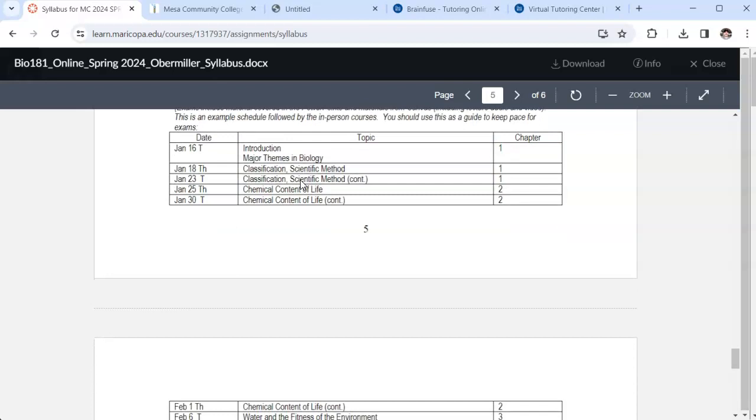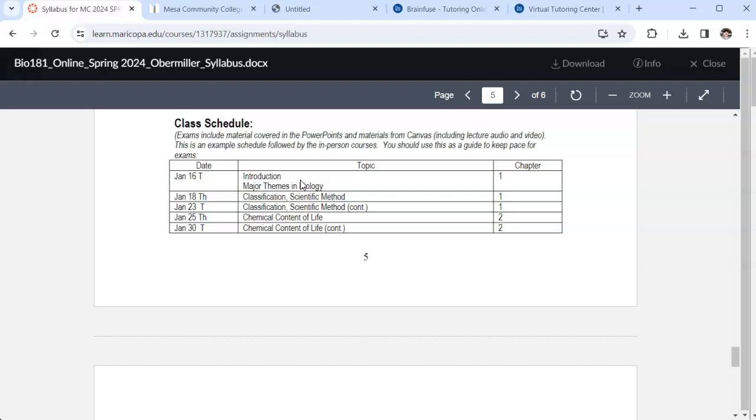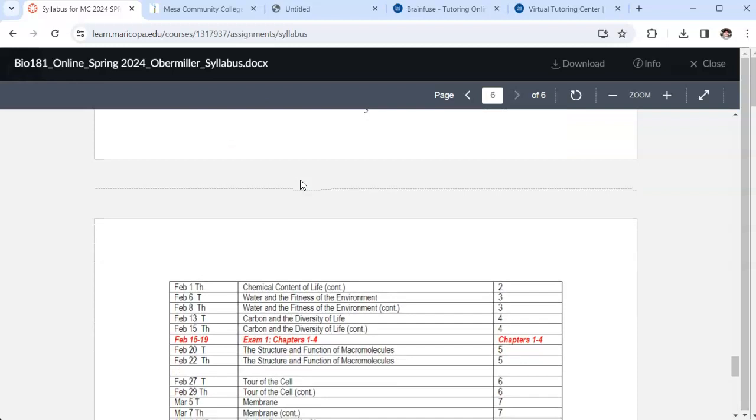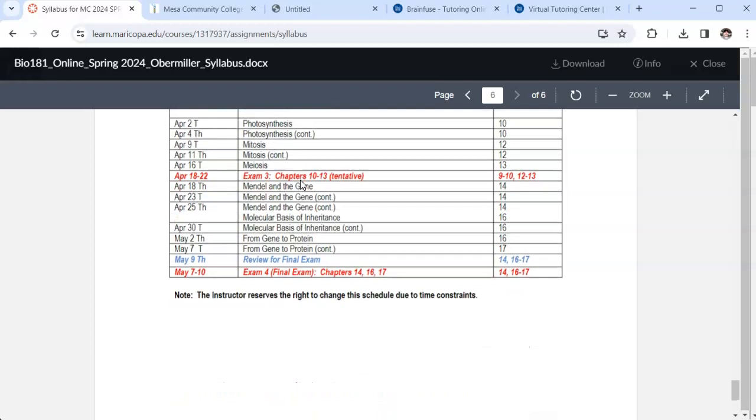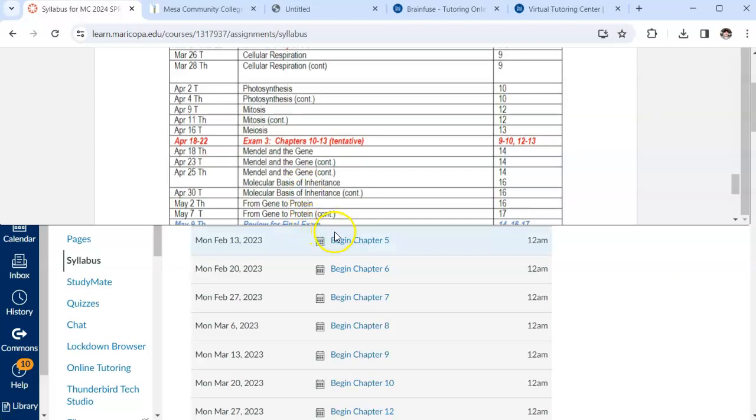And then here's the schedule. I'm teaching in person on Tuesday, Thursday this semester, and this is the schedule I'm going to be following. So just make sure that you keep up. If you fall behind, you're probably going to end up in some serious problems here. Now I know life happens, and so I've edited a lot of the due dates.